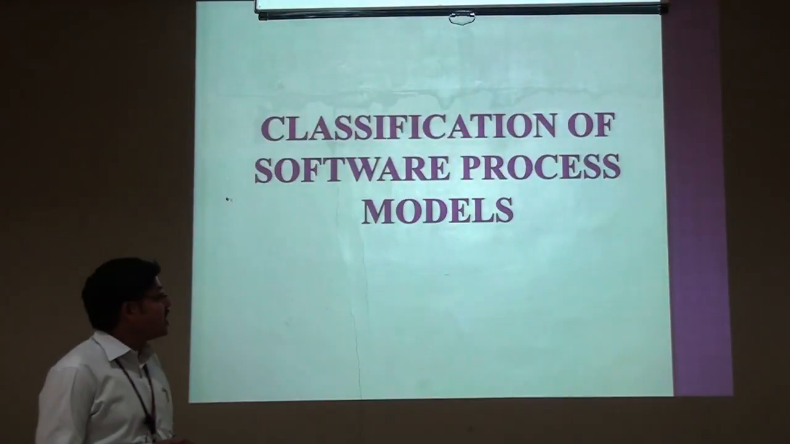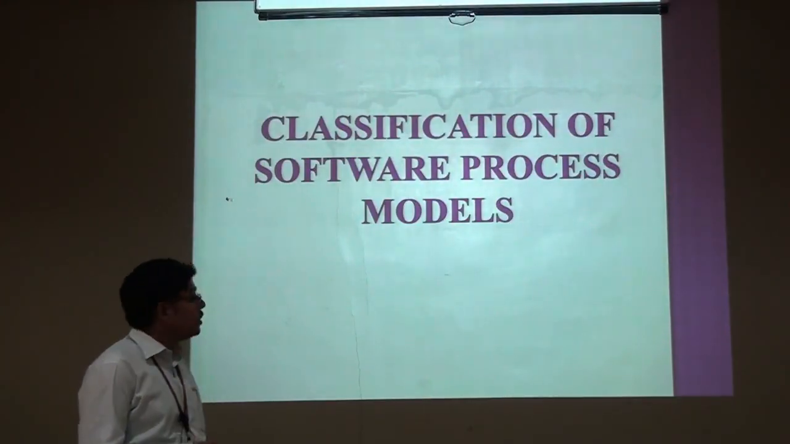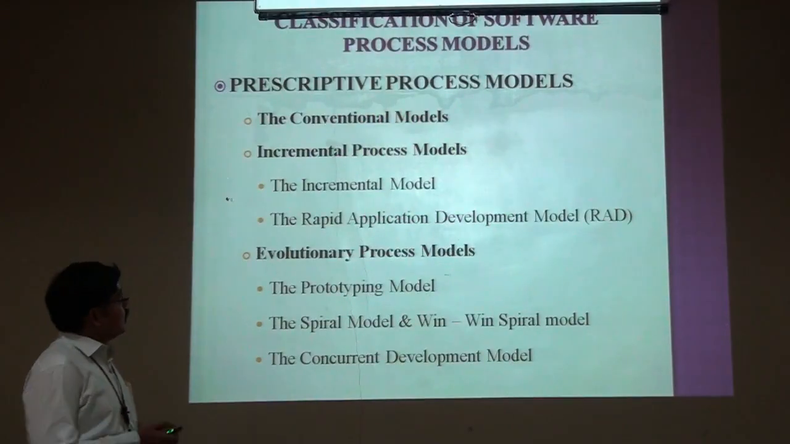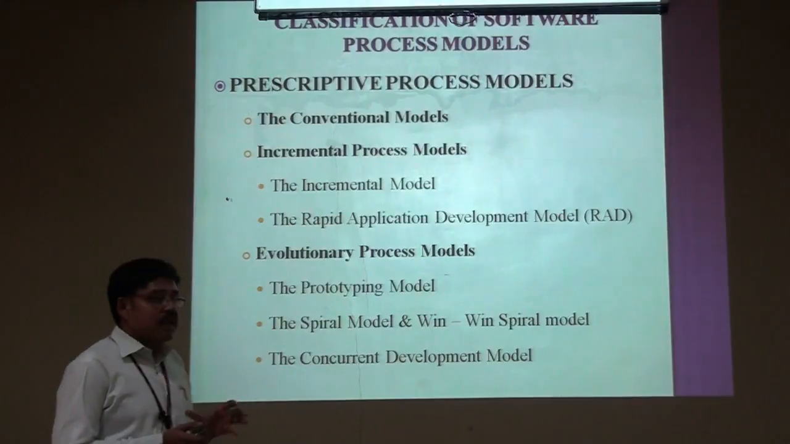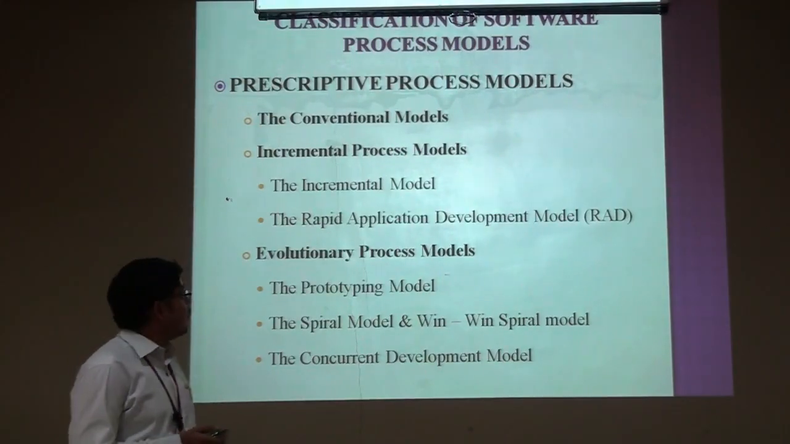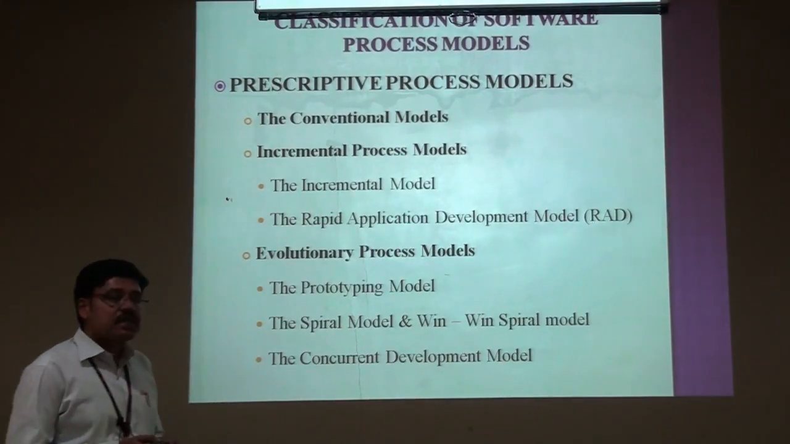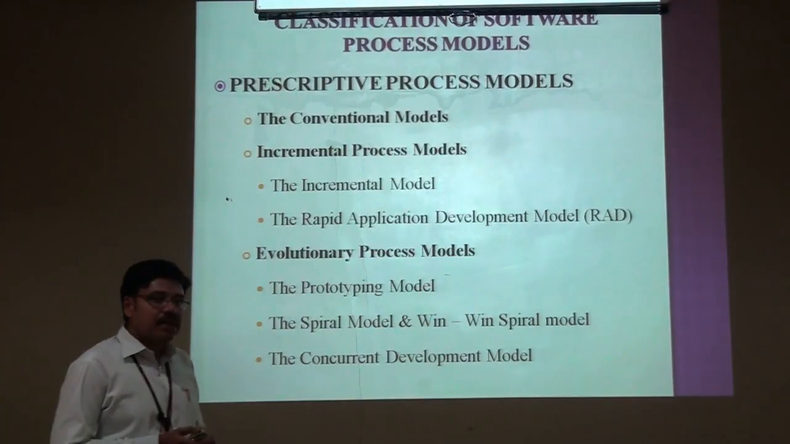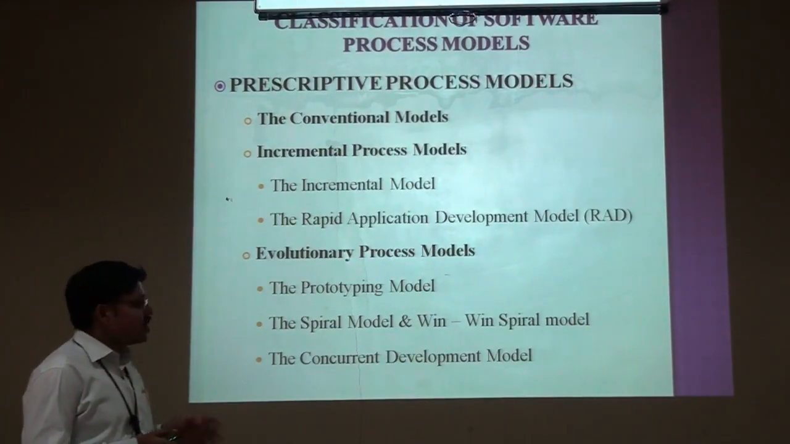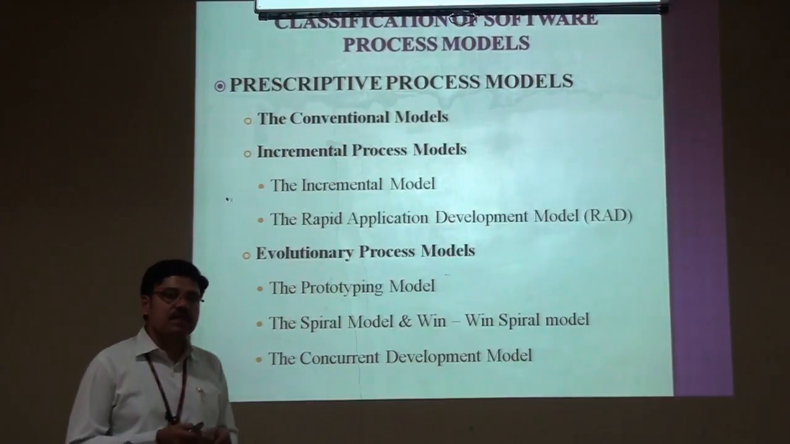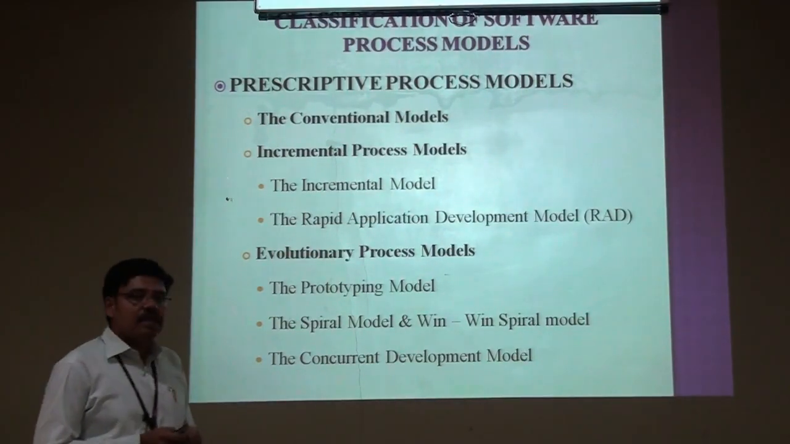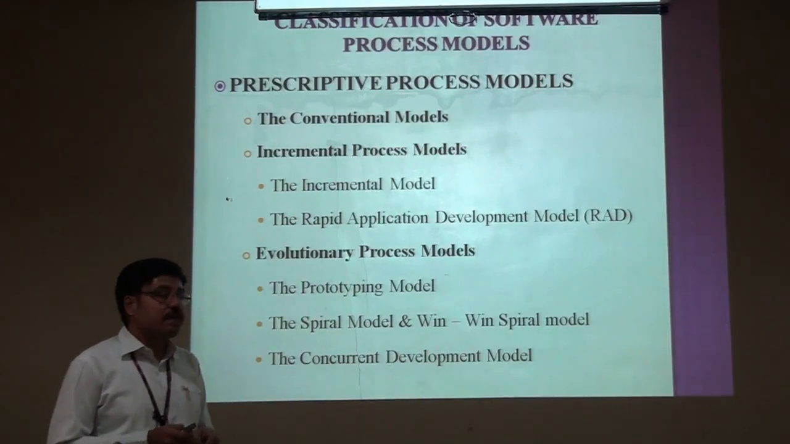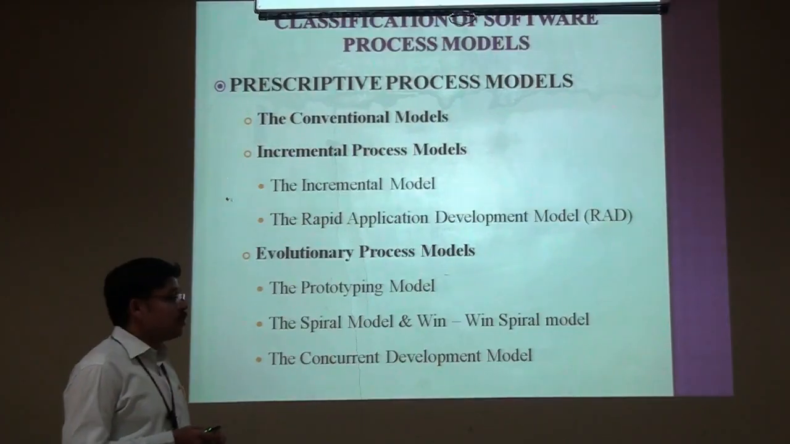So next is the classification of software process models. We have various process models. The first major process model is the prescriptive process model. It includes conventional models, incremental process models, evolutionary process models, specialized process models and the agile process model. In the prescriptive process model, we have the conventional model. This is the first and foremost developed model, and then we have the incremental process model.